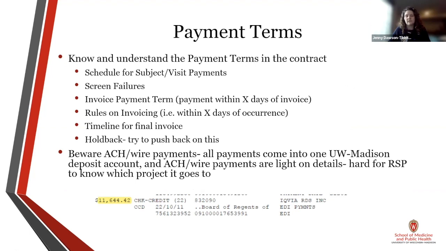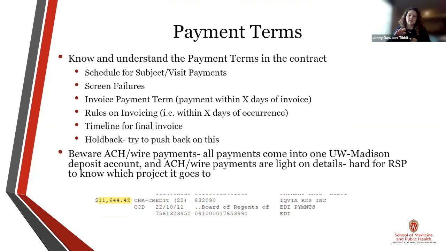Payment terms. This is something else that you'll need to negotiate in addition to the actual budget numbers. RSP does not negotiate payment terms, even though they are part of the contract. So you just really need to know about them and what they say and make sure that works for you. For the schedule of the visit payments, if that's going to be automatically paid or if you have to invoice, make sure that's clear.